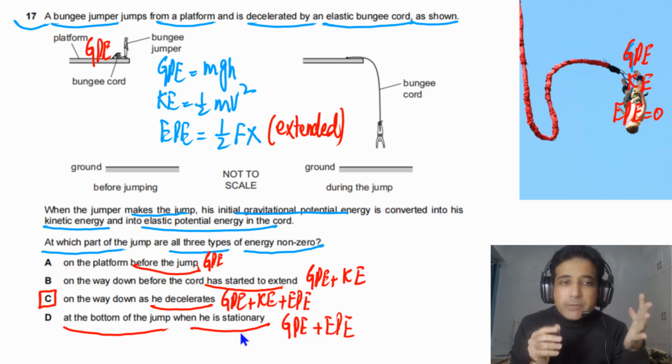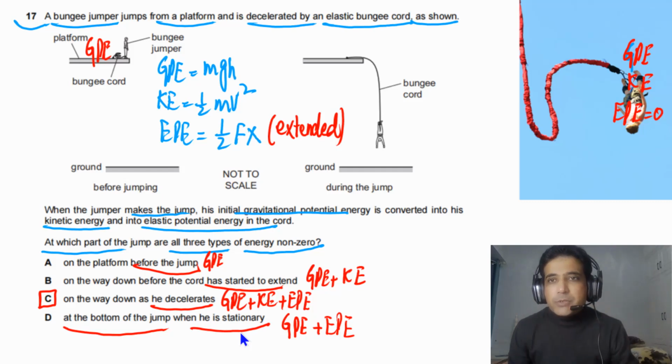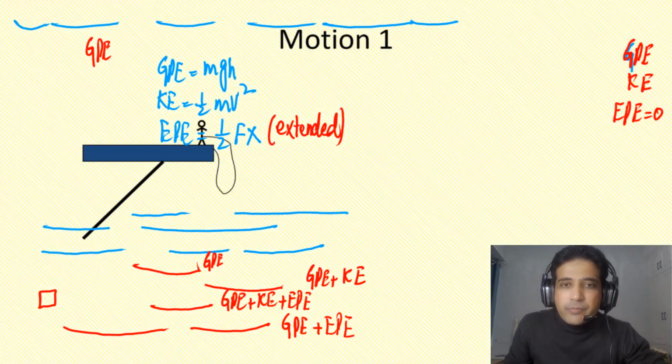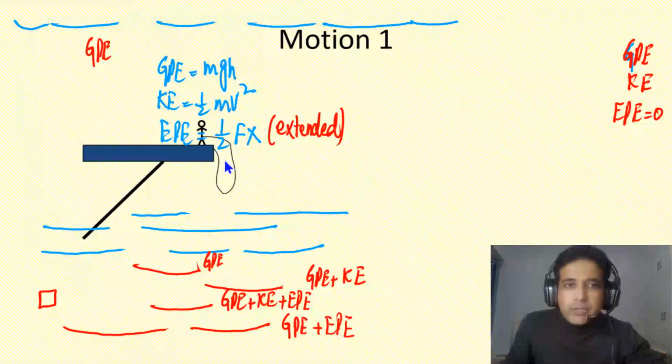I hope this one is clear to you. Let me explain this one with the help of animation. I have prepared one beautiful animation for you to visualize the bungee jump. You can see here, first of all, the bungee jumper is not moving, is at rest. So you can go to the next stage.